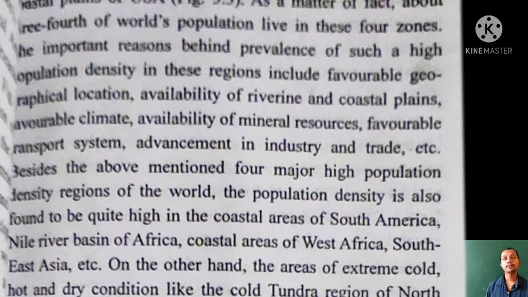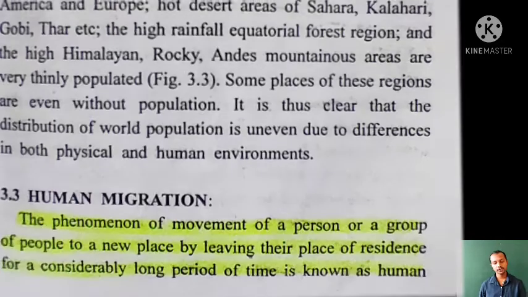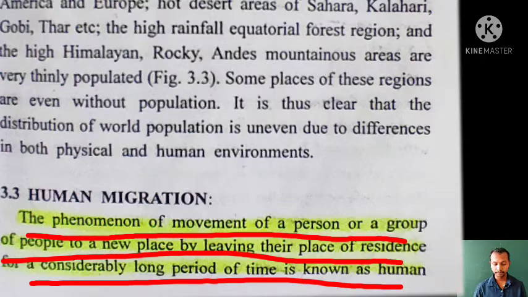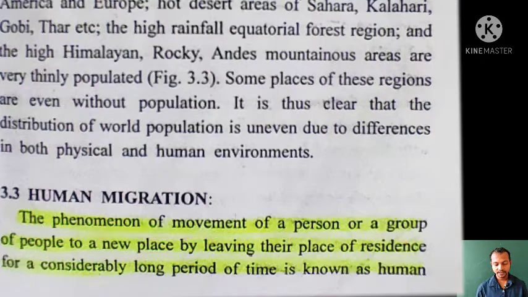Now, people moving from one place to another, we have been telling, is because of the socio-economic condition, the climate and the different factors we have seen, and this moving from one place to another is known as human migration. Okay, dear friends, if we look for the definition of human migration from the book itself, it says the phenomenon of movement of a person or a group of people to a new place, leaving their place of residence for a considerably longer period of time, is known as human migration. Okay, this is the definition it is giving.